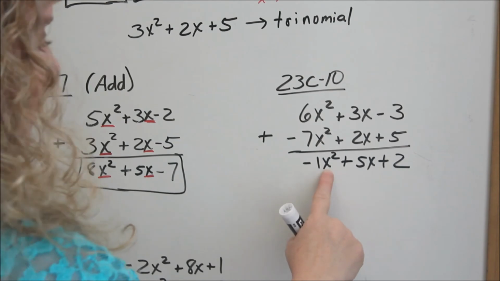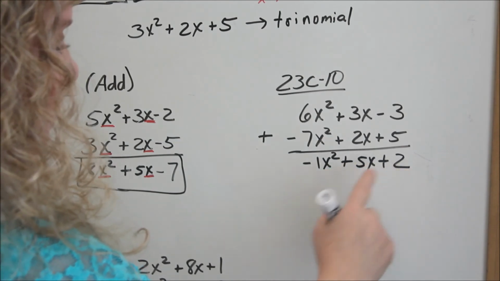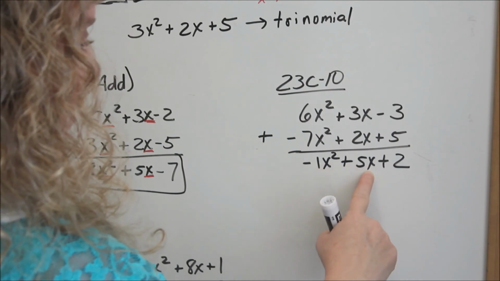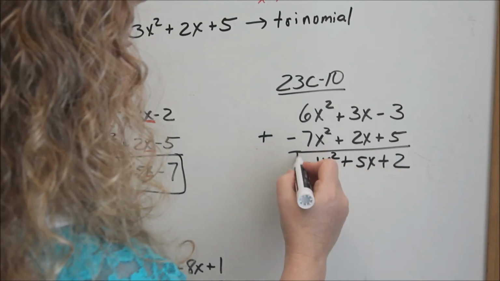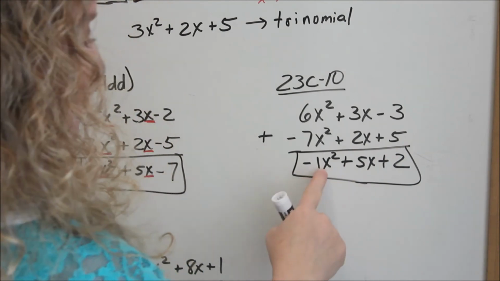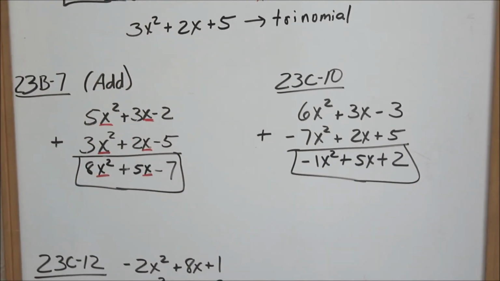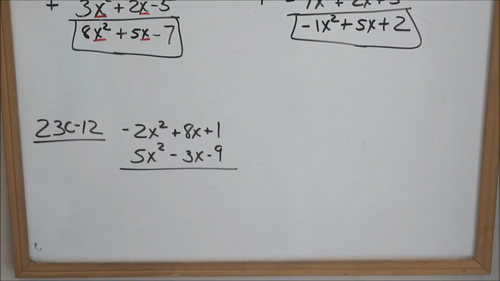Then you can't add x squares to x's or to numbers. You can only add x squares to other x squares. You can only add x's to other x's, and you can only add numbers to other numbers. So that is your answer. That is 1 term, 2 terms, 3 terms. That is a trinomial.